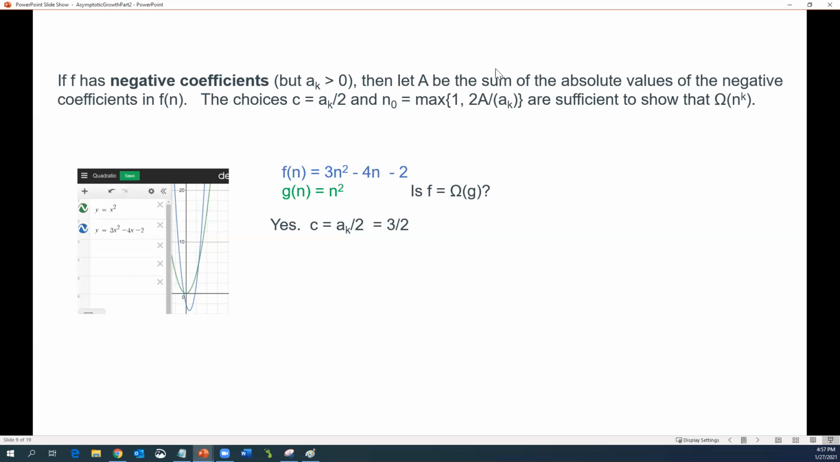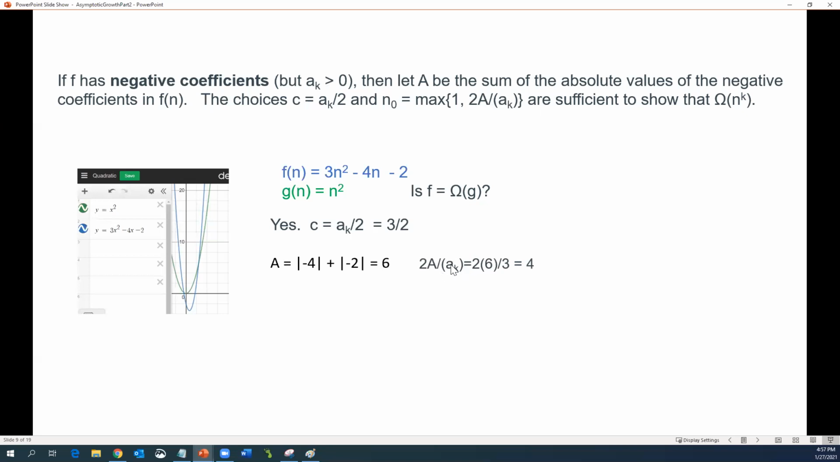It says, let A be the sum of the absolute values of the negative coefficients. So let's look in this case here. I'd have absolute value of -4 plus absolute value of -2. So I'd have a +4 plus a +2 gives me a +6. So A is equal to 6. Then we're going to look at 2a divided by a sub k. Okay, what's that? Well, A is 6. So we're going to have 2 times 6 divided by A sub k.